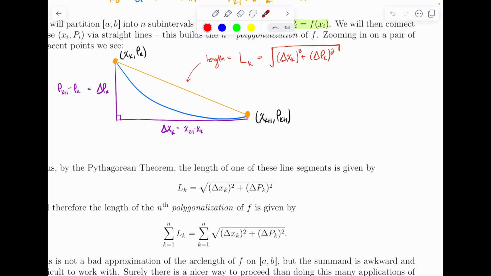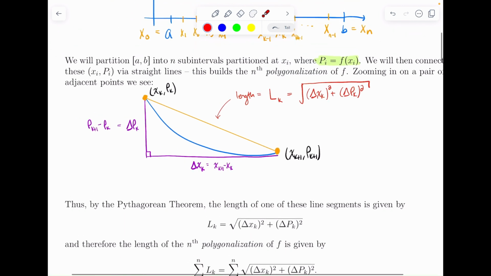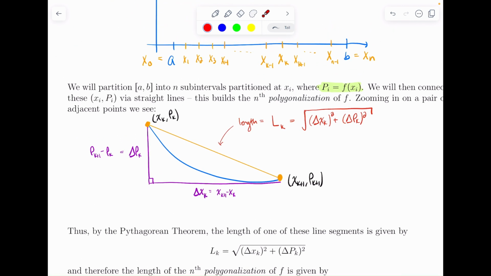Fortunately, there's a magic tool from Calc 1 that does exactly that. That magic tool has a name. That magic tool is called the mean value theorem. And I can justify it for you right here. Even if you don't remember what that theorem says, look at this picture.